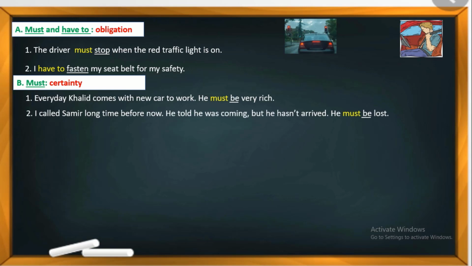Second example, I called Samir a long time before now. He told me he was coming, but he hasn't arrived. He must be lost. For example, I have a party and I invite some guests, some friends. They are at home now, and they ask me about Samir. Where is Samir? Is Samir not coming? So I say, no. I have just called him. He said he was coming. So I am sure he is lost.